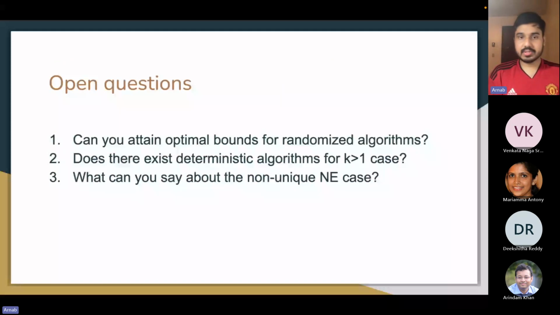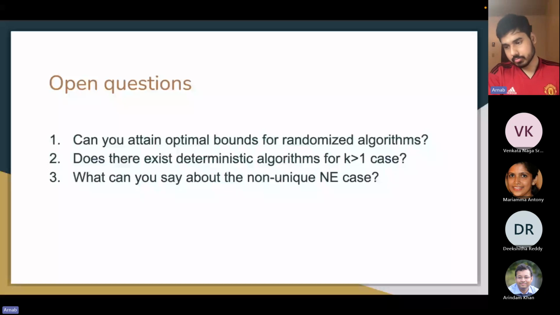So the first question is, can you improve the algorithm and find optimal bounds for randomized algorithms, up to logarithmic factors, say. Then, as I was saying, do there exist deterministic algorithms for the k greater than 1 case? And the last question is, what can you say about non-unique Nash equilibrium?